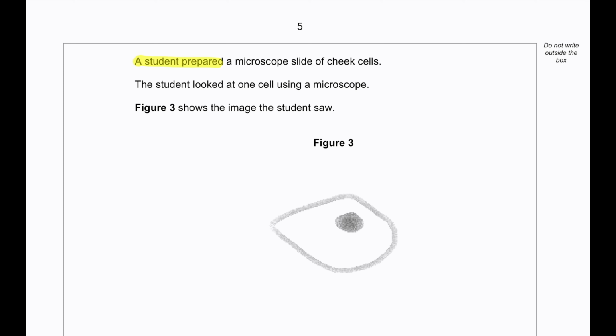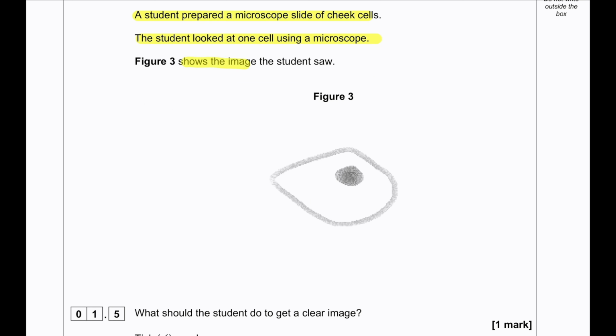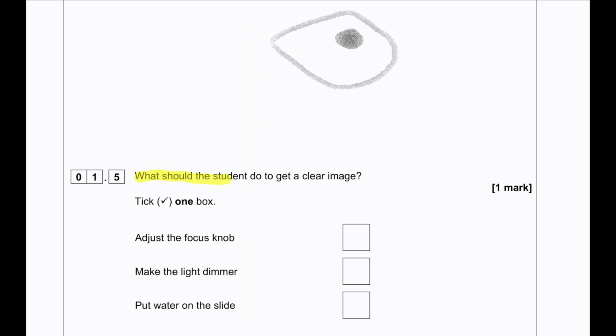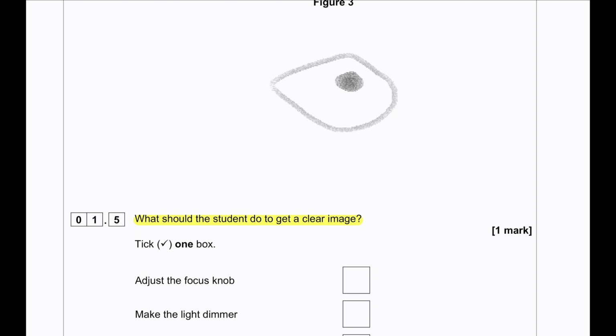A student prepared a microscope slide of chick cells. The student looked at one cell using a microscope. Figure 3 shows the image the student saw. What should the student do to get a clear image? Obviously, we can see that this particular image is fuzzy, so the fuzzy image needs to be made clear.